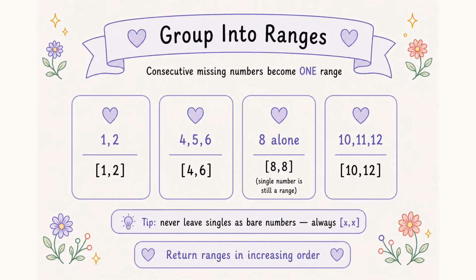Consecutive missing numbers must become one range. 1 and 2 become range 1 to 2. 4, 5, 6 become 4 to 6. A single missing 8 becomes 8 to 8. 10, 11, 12 become 10 to 12. Always return pairs, start comma end, in increasing order.